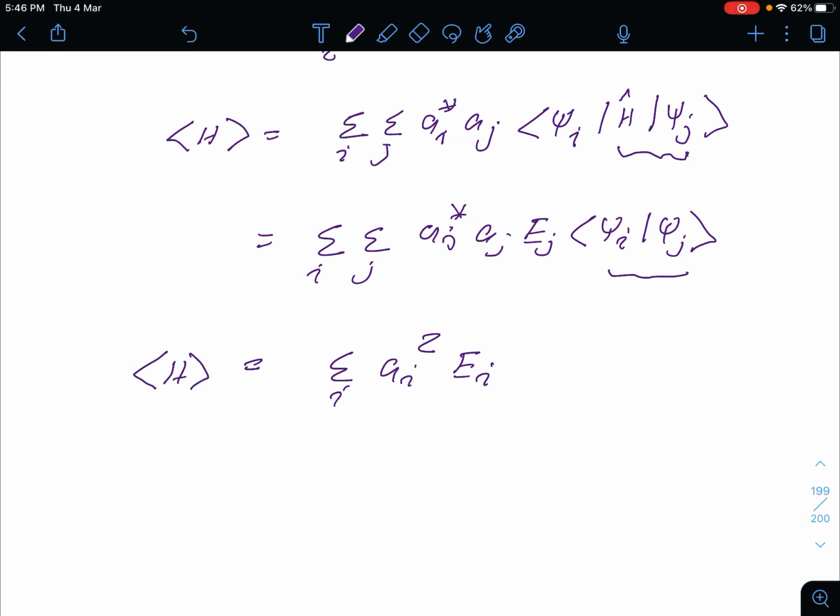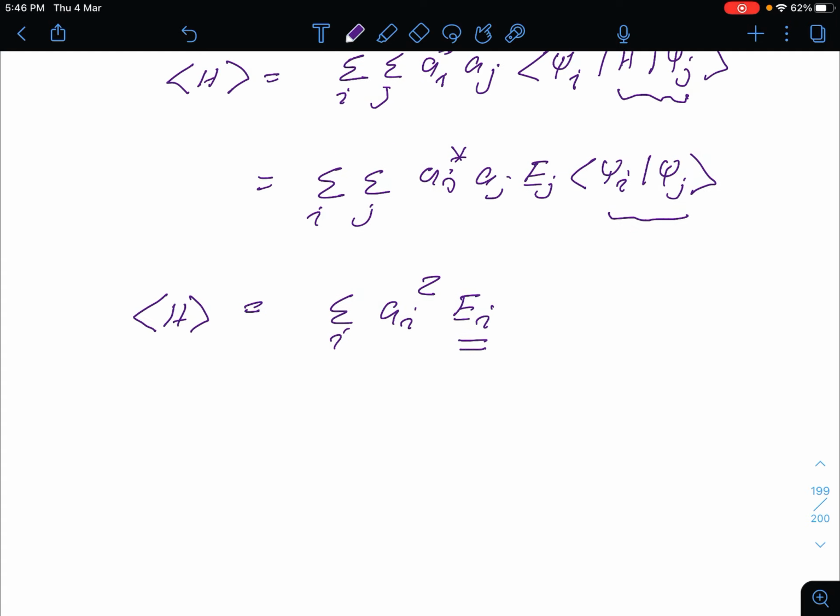Now actually this is the Hamiltonian expectation we would get if we had the original wave function. Clear? So this is the energy of the ith state, let's say.